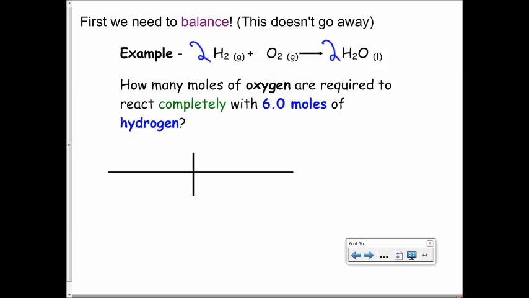So how many moles of oxygen are required to react completely with 6 moles of hydrogen? Let's look for our keywords. How many moles of oxygen are required to react completely with 6 moles of hydrogen? I'm going to give you guys a minute to work on this one. Hopefully some of you are done, but I want to walk around and see if this is making any sense.